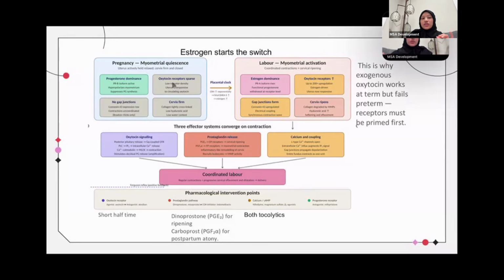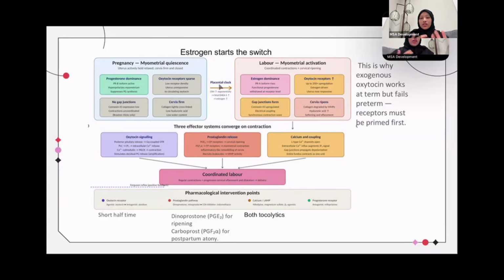If the oxytocin receptors are less because of the progesterone, there are also no gap junctions, and the cervix is firm and tight, there will be no labor. And the pregnant woman is good throughout pregnancy. Let's say she reaches her term, 37, 38 weeks.